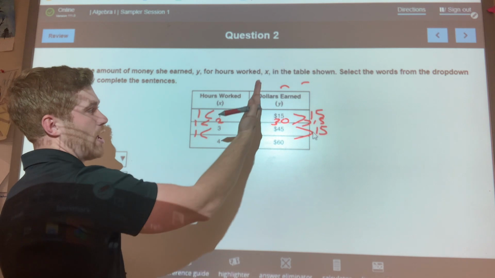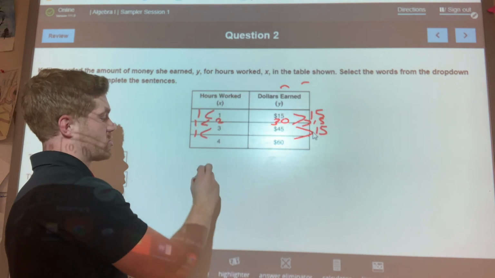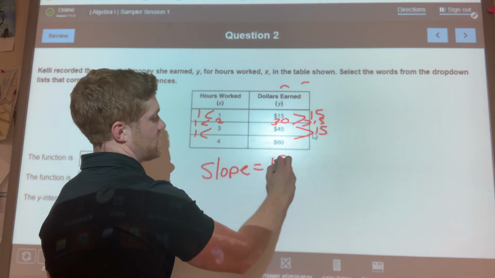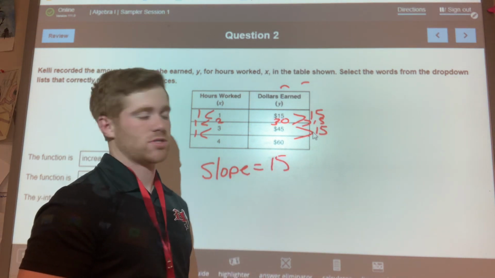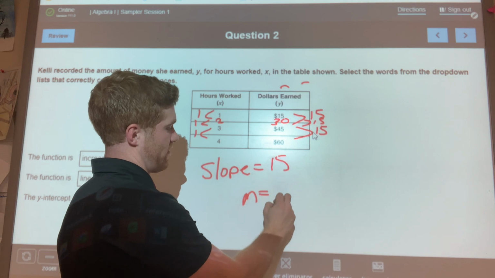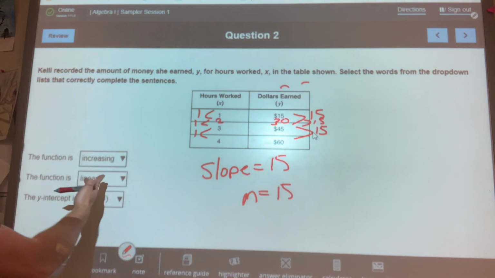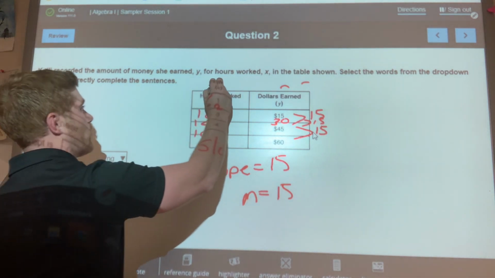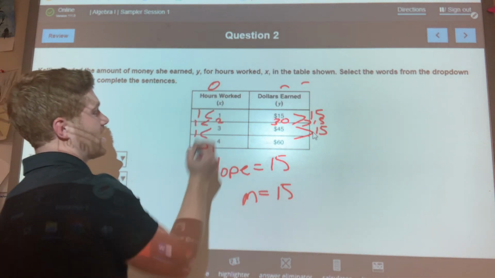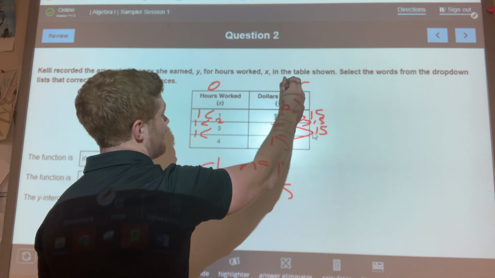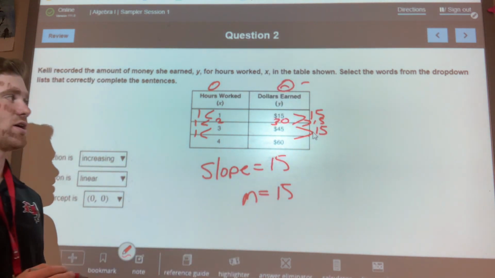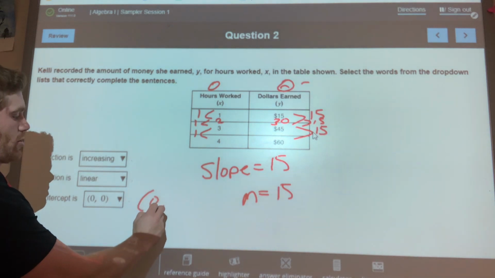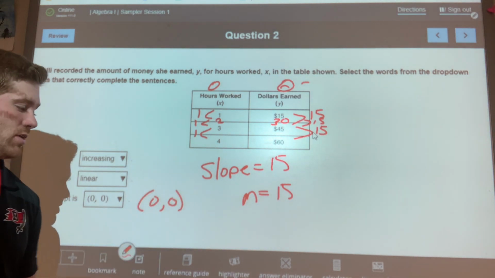And rise over run, so y over x, our slope equals 15. Right? So we would say m equals 15 on this one. So we know it's a linear slope. Okay, the way we find our y-intercept is we go to where x is 0. And when x is 0, if I go back 15, I know my y is also 0. Okay, so my y-intercept is (0, 0).